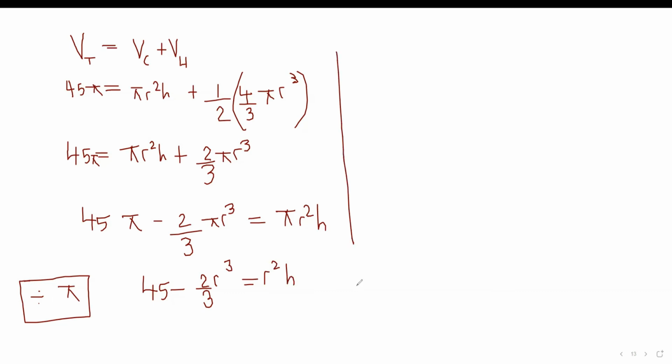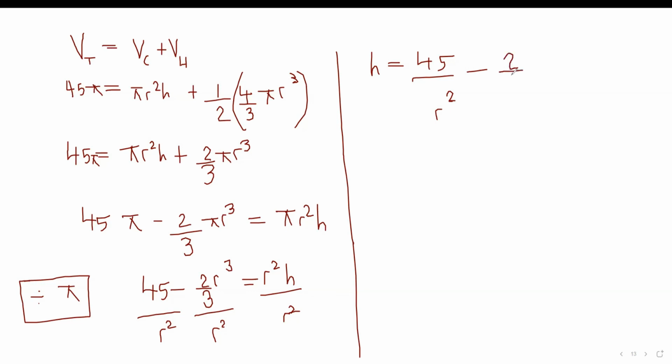Nice. So now all that is left to do is divide out r squared. So h is going to be equal to, I'm going to divide all the sides by r squared. So h is then equal to 45 over r squared, then minus r cubed over r squared is r. So I have 2 over 3 over r. What's 2 over 3 over r? It is 2 over 3 divided by r, which is really multiplied by 1 over r. So I can rewrite this as minus 2 over 3r.